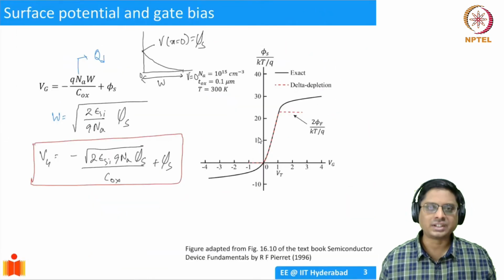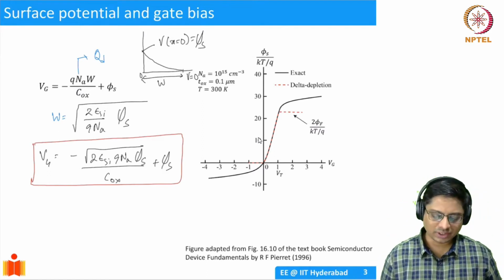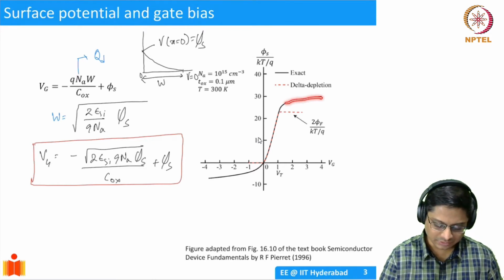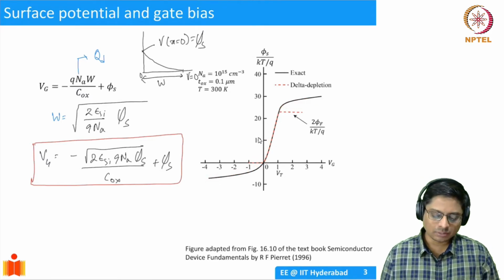It turns out that we can do a full numerical analysis of this and then determine the relation between surface potential and gate bias. If you do the exact calculations, we get a relation which looks like this. We will discuss why this is important.